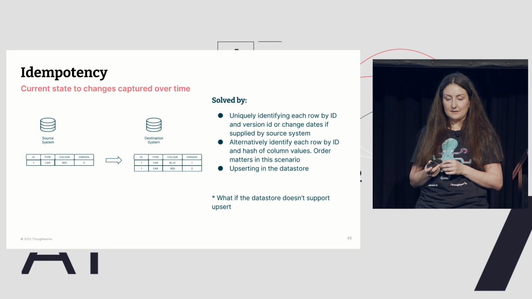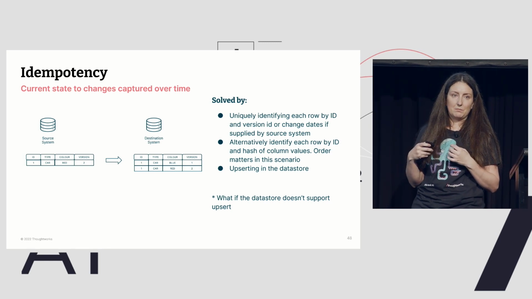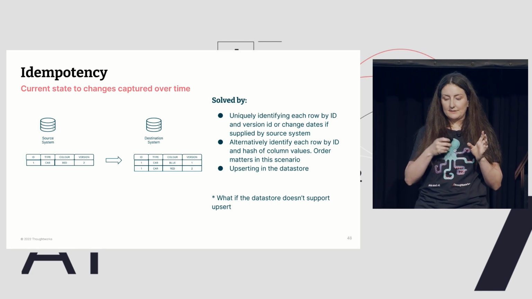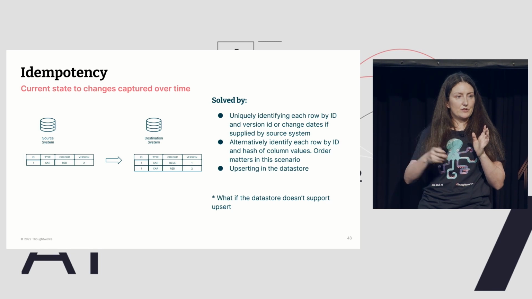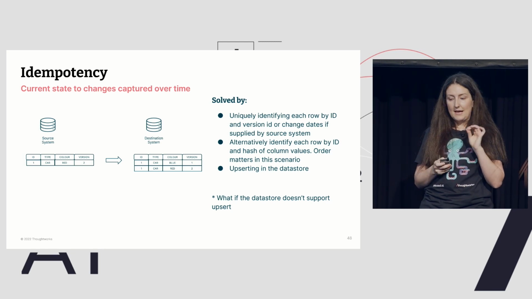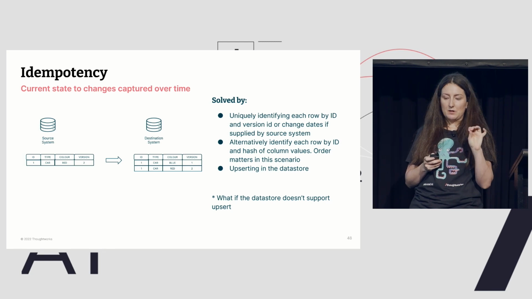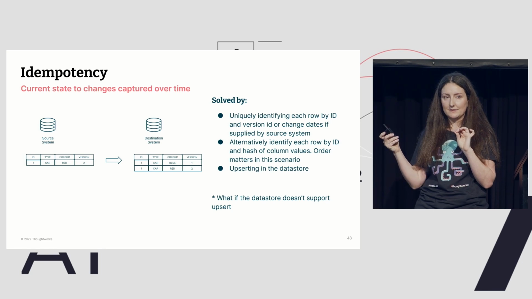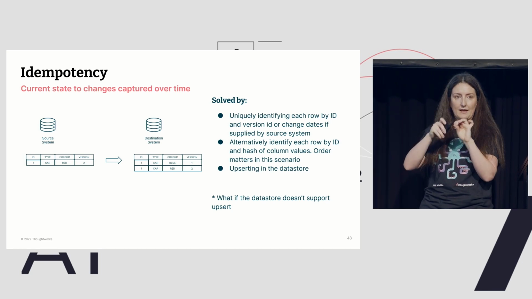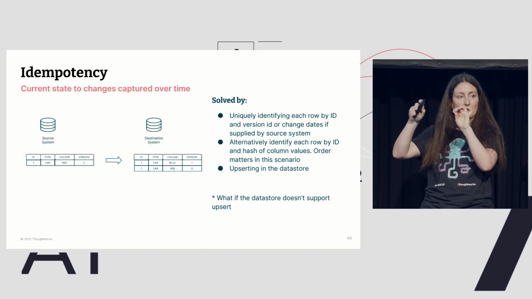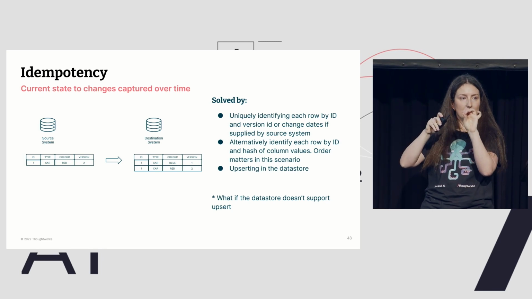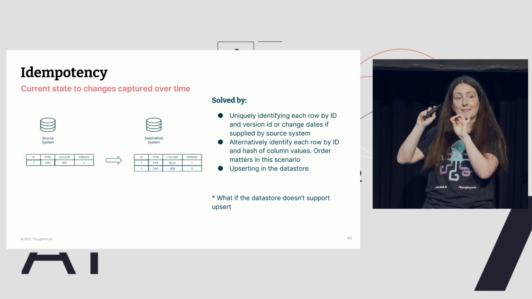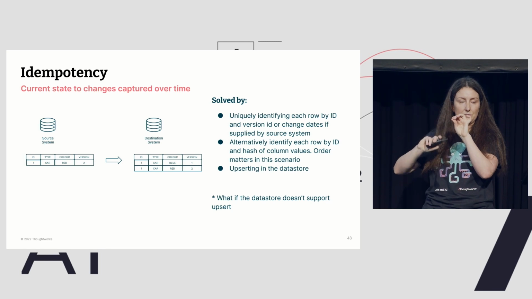The next one is current state to changes captured over time. This is a little more complex. If we're lucky and the source system gives us some form of change data capture, like a version ID or a start or end date, we can use that along with the ID or primary key and upsert on the data store. If it doesn't, we might need to take the ID and a hash of the column values, and use that hash in the ID to do the upsert, to make sure we're processing a unique row. And in that scenario, generally ordering will be important.